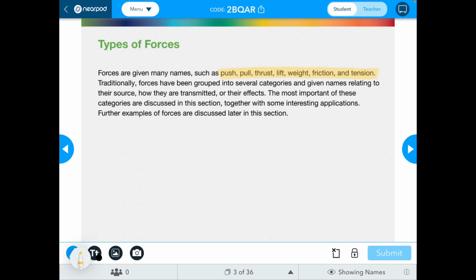We haven't really dived too far into some of these. We've talked about thrust, we defined it on the last notes. Of course, push, pull, those are your standard names for forces. We've talked about lift a little bit. We've talked about weight a little bit too. And we've mentioned friction, we've mentioned tension, but we're going to do a little bit more with them.